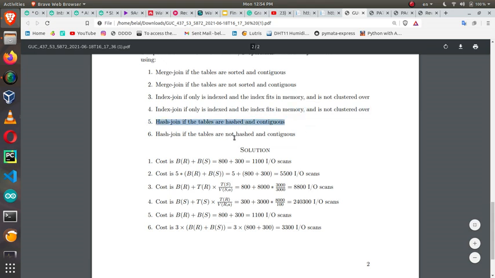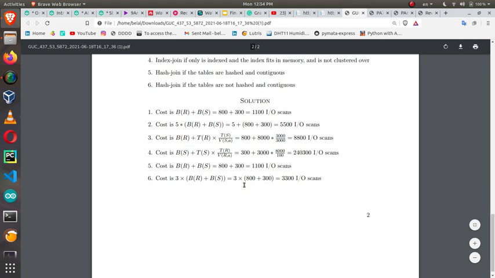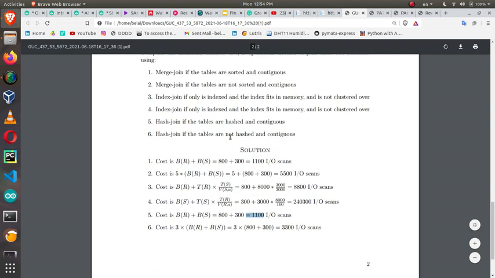Let's solve number 5, the hash join. If the tables are already hashed and contiguous, the cost is to bring the blocks into memory to merge the corresponding hashed buckets or pages. So the cost again will be 800 blocks plus 300 blocks, one input-output operation for each block. So in total, just like the first merge join of the sorted relations, 1100 input-output operations.